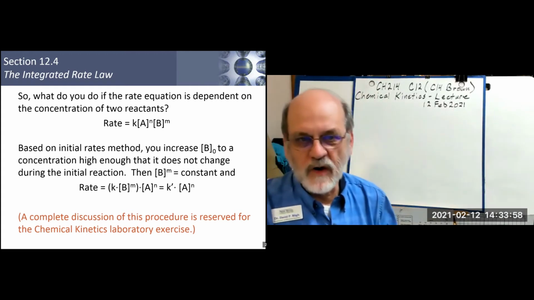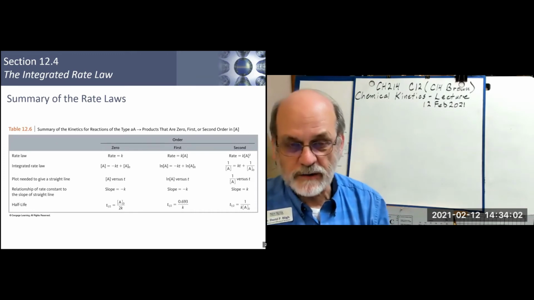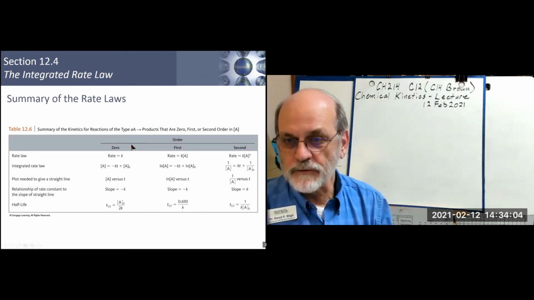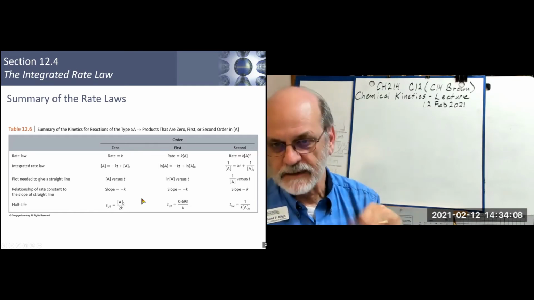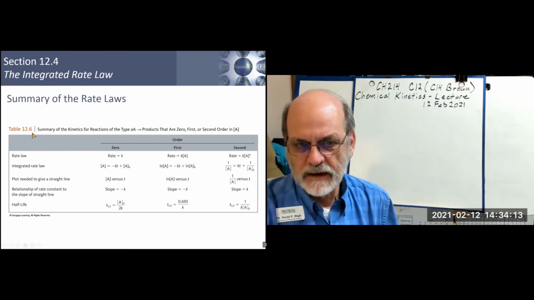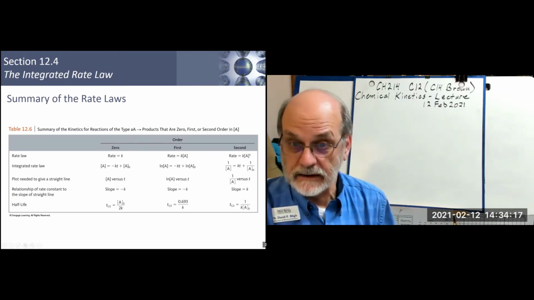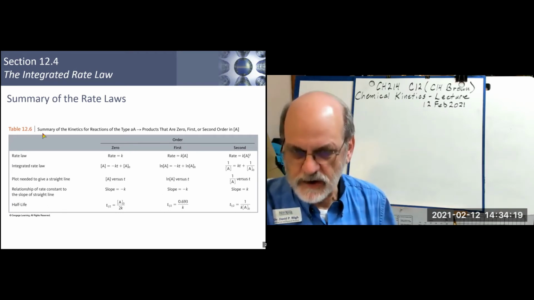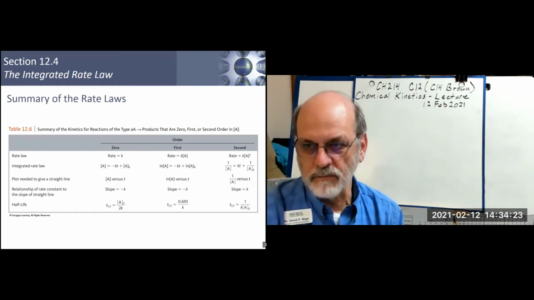All right, so let's move on. This is a summary of everything we've talked about so far about the zero, first, and second order rate laws. Just compiled right there in one place. This came out of my textbook, chapter 12. I'm not sure what it would be in your textbook, chapter 14. But my guess is that there's a similar table there in Brown's.